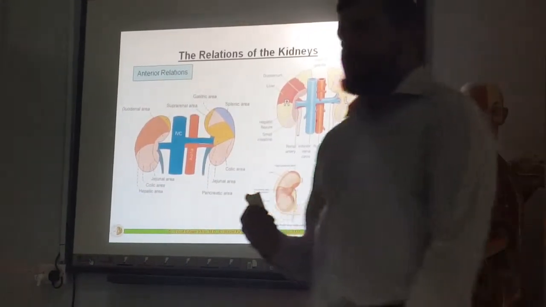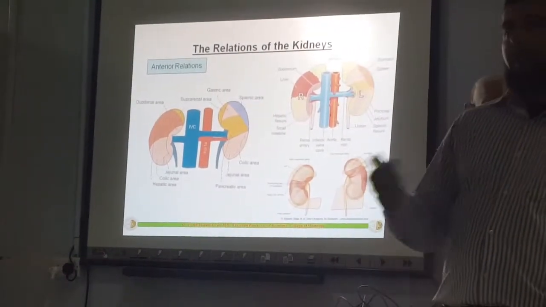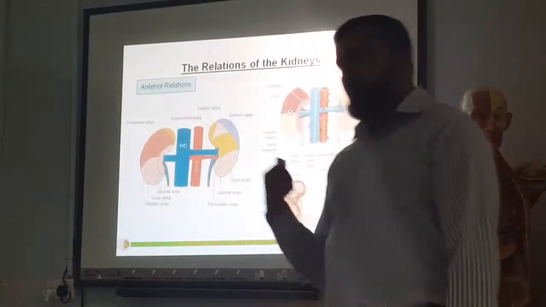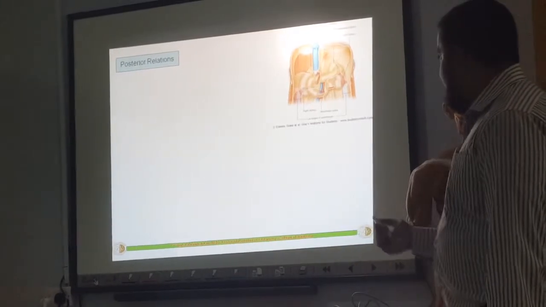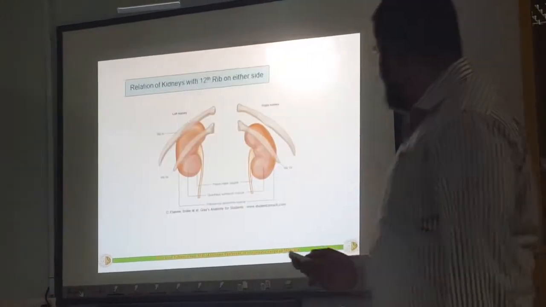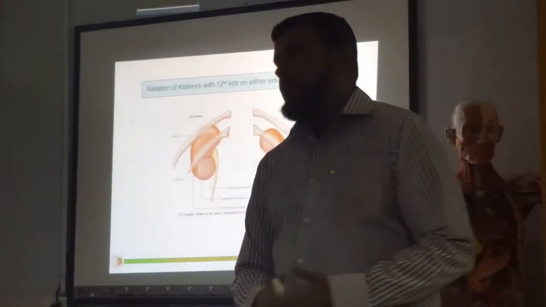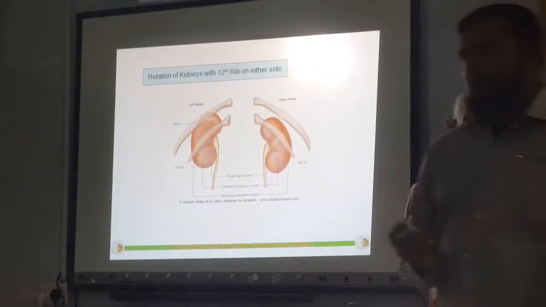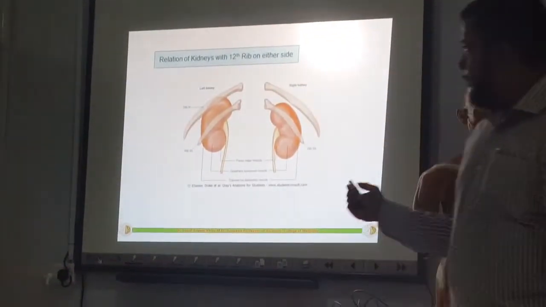In this kidney, you should know the relations because there is an objective. So don't come later and ask me whether relations are important or not. Relations are important because there is an objective here. There is a slight difference on either side, but the posterior relations are the same. Apart from these relations, there is also a very important relation, that is the relation of the ribs on the right and left side. Why it is important? I will talk about that later. First, you know the relation part.